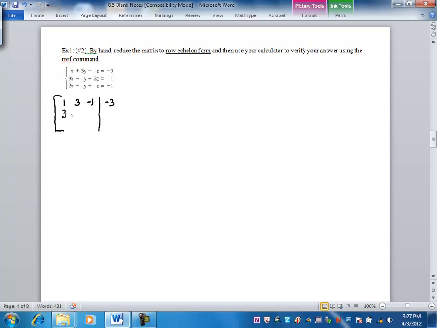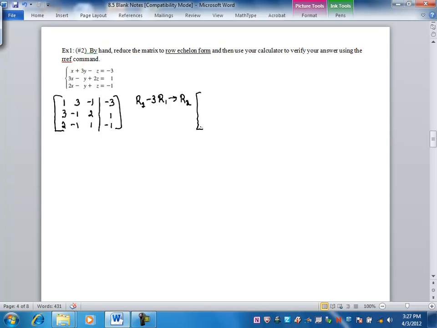Row 2, our coefficients are 3, -1, 2, 1, and then row 3 we have 2, -1, 1, and -1. Now what we need to do here, we've already got a 1 in this position. This is good news. Now we need to make zeros in these two spots. To do that, I'm going to take row 2 and subtract 3 times row 1, and this will be what replaces row 2.